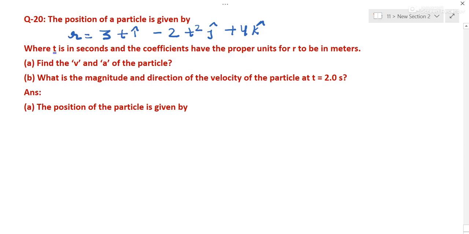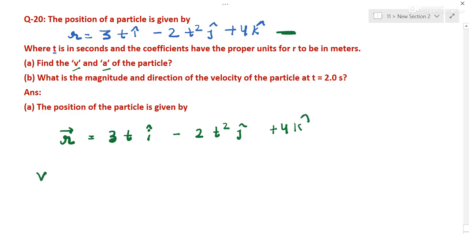The position of a particle is represented by this equation. This equation has been given. We have to find out the velocity and acceleration of the particle. So it's very simple. You pick up the equation. The position is given as 3t i cap minus 2t square j cap plus 4k cap.